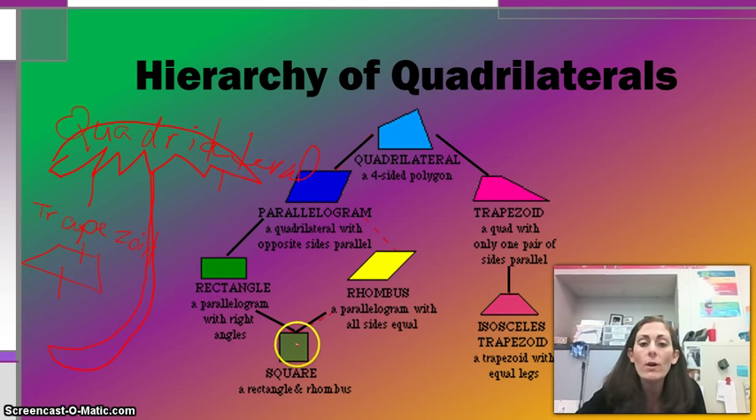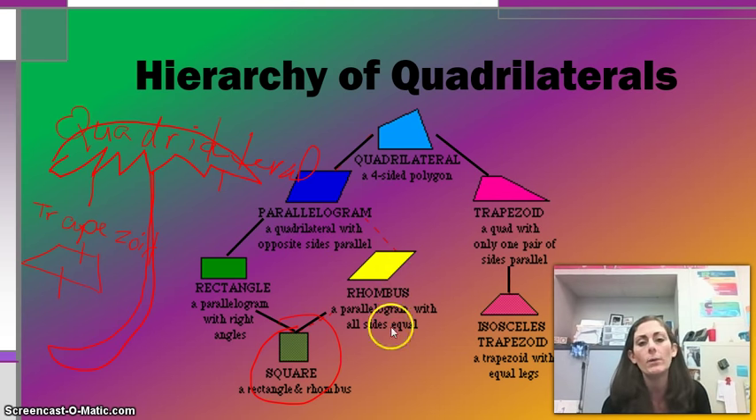And then the square's in the middle, and the reason for that is because a square is a rectangle, and a square is also a rhombus. So I feel if we put the square in the middle, that helps us understand that. And then a square is a rectangle with all congruent sides. And then a rhombus is a parallelogram with all equal sides.